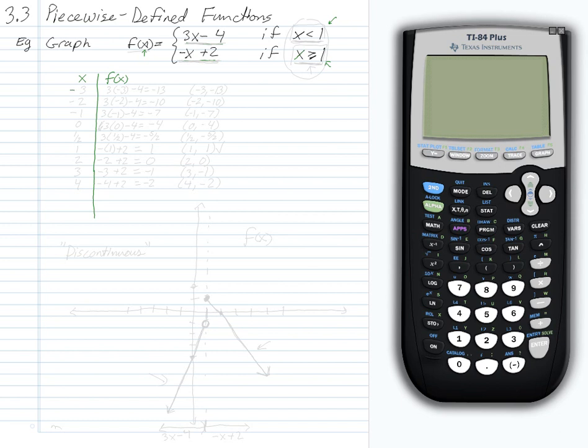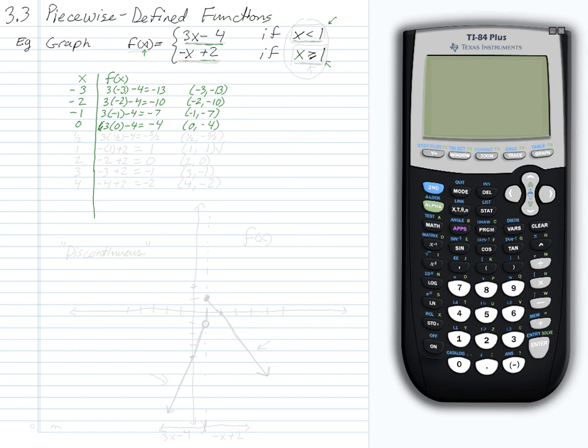Alright, if I start at -3, well, -3 is less than 1, so I'll plug that x value into the top formula. 3 times -3 minus 4 equals -9 minus 4, so -13. Let's do the same with -2. Well, -2 is still less than 1, so we'll plug it into the top formula again. That would give me -6 minus 4 for -10. So -2, -10. -1, again, still less than 1. So that would give me -7. 0 is still less than 1, so 3 times 0 minus 4, -4.